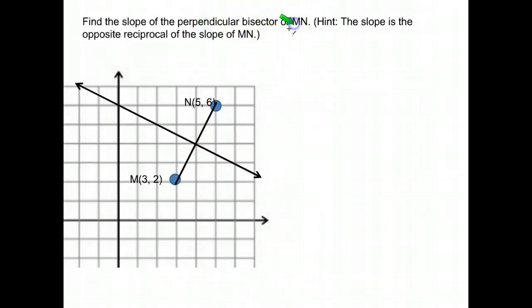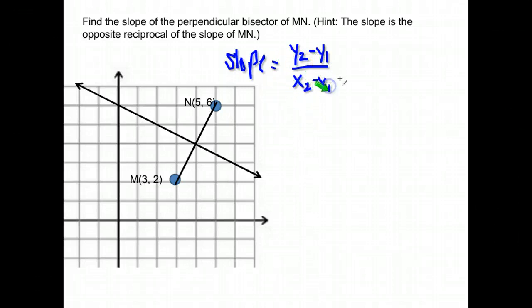Find the slope of the perpendicular bisector of MN. Now we may be able to look at this line that appears to be the perpendicular bisector and find it that way. But we need to go the correct route and first use the formula for slope to find the slope. Now remember, slope is the change in our y values, or our rise, over our run, the change in our x values. So on top we subtract the y values from our points. So 6 minus 2, those were our y's, over 5, that's our first x value, minus 3.